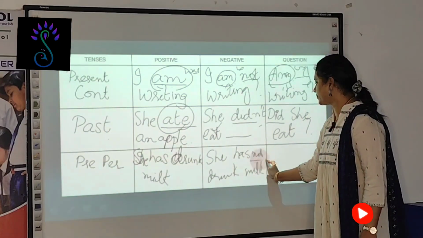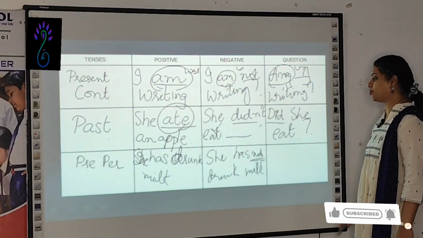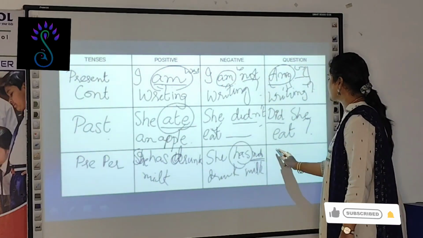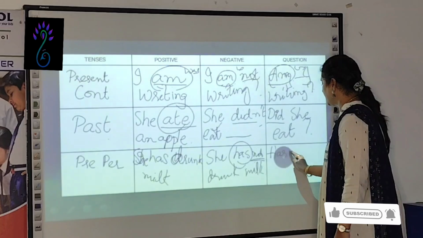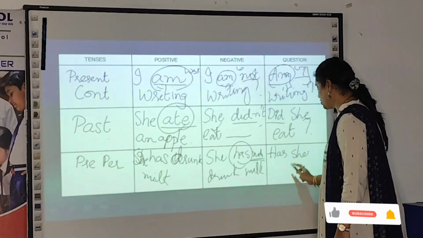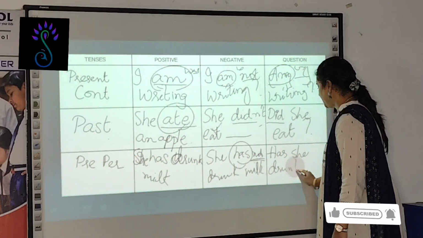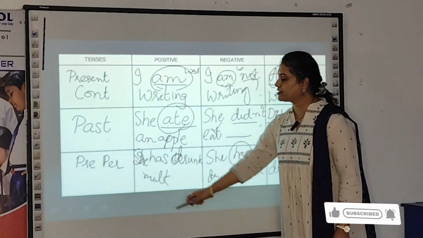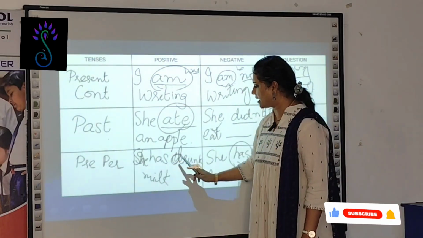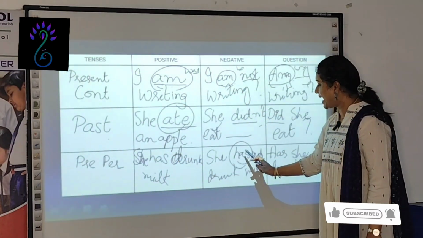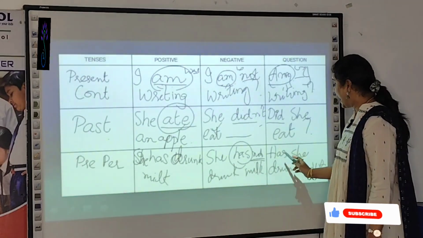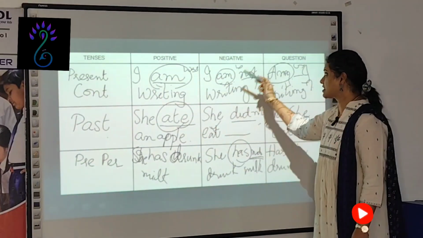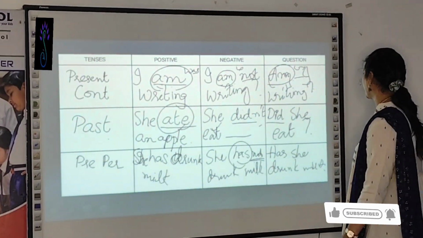This is negative. So for the negative you are adding not to the helping verb. For the question you pick up the auxiliary verb. What is this? Has. Has she drunk milk? Got it? Similarly, you apply this for past perfect. She had drunk milk. She had not drunk milk. Had she drunk milk? This is how you are going to make positive, negative, and question. Okay? Got it?